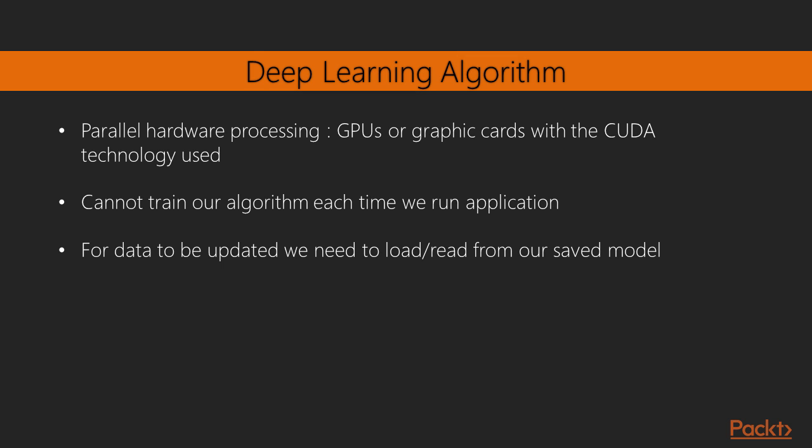This means that we cannot train our algorithm each time we run our application, and it's recommended that we save our model after it's trained, because all training prediction parameters of machine learning are saved. Next, when we want to run it in the future, we only need to read from our saved model without training anymore, unless we need to update our model with more data.